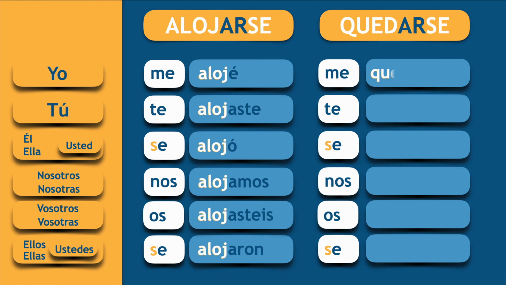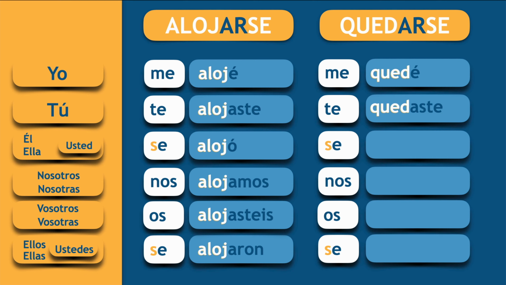Yo me quedé. Tú te quedaste. Él, ella, usted se quedó. Nosotros, nosotras nos quedamos. Vosotros, vosotras os quedasteis. Ellos, ellas, ustedes se quedaron.